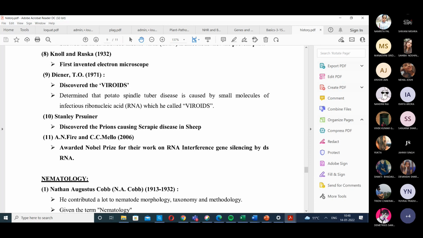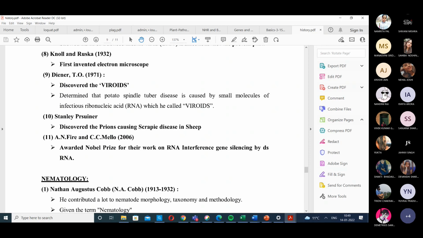And they found that potato spindle tuber disease is caused by small molecules of infectious ribonucleic acid, which he called viroids. Viroids don't have DNA as a genome, they only have an RNA genome, whereas viruses have both DNA and RNA. And there were other differences also, that they were very much different from viruses, right?